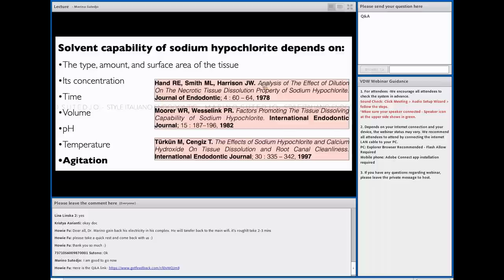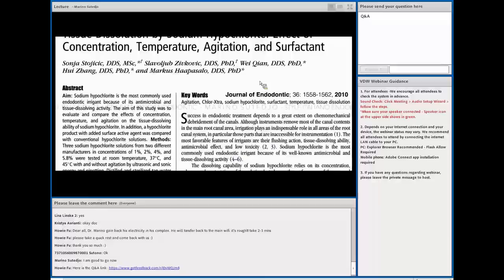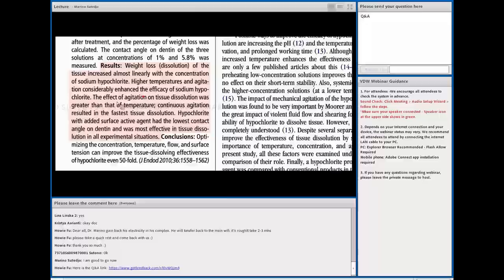And last but not least, what also can be applied to improve the efficiency of the sodium hypochlorite, of course, is some activations. Activation has been known widely and has been accepted widely. It is also important to increase the efficiency of the sodium hypochlorite. Like what we can see in this journal in 2010, we know that the effect of activations on the tissue softening was greater than the temperature. And if you continuously agitate your sodium hypochlorite inside the canal, it will result in the fastest tissue dissolution inside the canal. So it means agitations or activations is one of the methods that we must use and apply for our sodium hypochlorite so they can work better inside the canal.